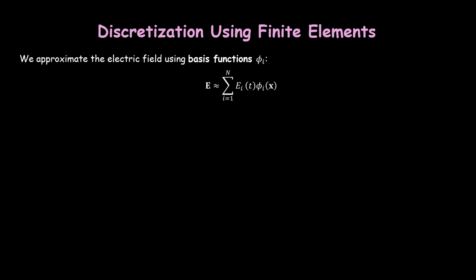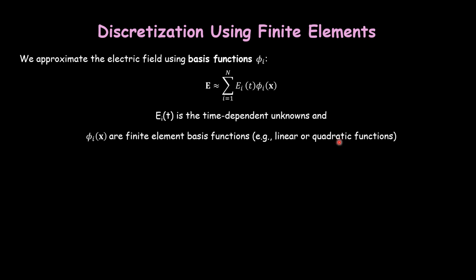Now the next step is to discretize using finite elements. To start with, we approximate the electric field E using the different basis functions, phi of i, as you can see here. Here E is basically the time dependent unknown that is of interest, and phi of x are basically the finite element basis functions. It could be linear or quadratic functions, and choosing one of them will affect your computational cost of the simulation.